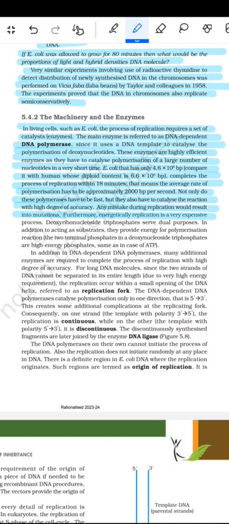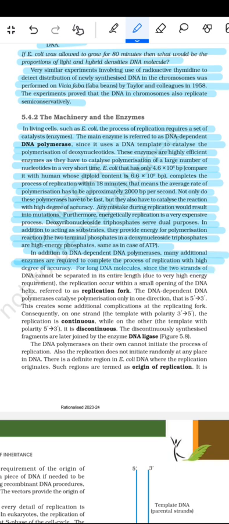Furthermore, energetically, replication is a very expensive process. Deoxyribonucleoside triphosphates serve a dual purpose. In addition to acting as substrates, they provide energy for the polymerization reaction. The two terminal phosphates in a deoxynucleoside triphosphate are high-energy phosphates, the same as in the case of ATP. In addition to the DNA-dependent DNA polymerase, many additional enzymes are required to complete the process of replication with a high degree of accuracy.